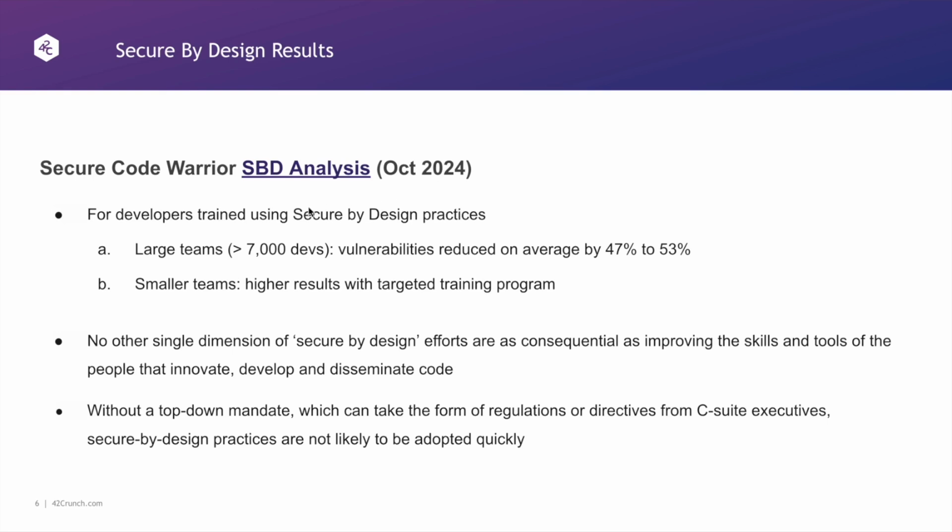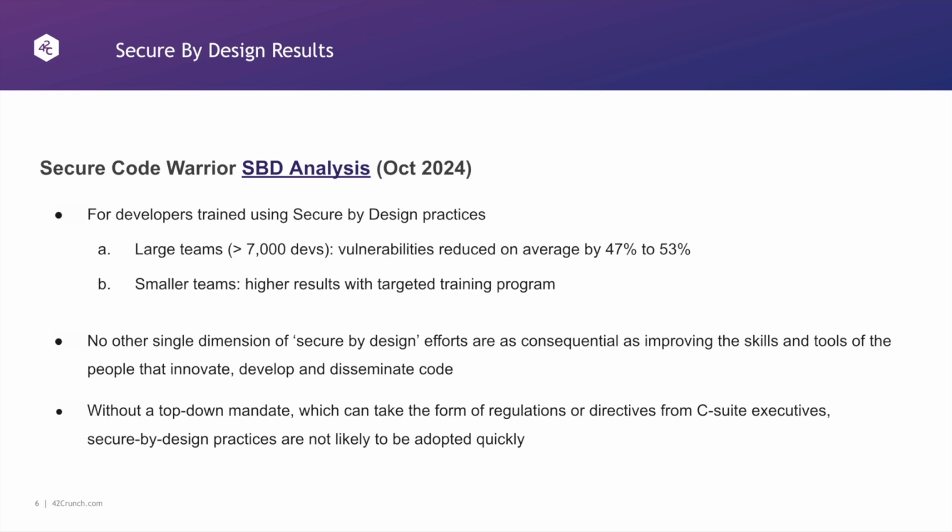So, for example, for large teams with more than 7,000 developers who had been trained in these secure by design practices, the vulnerabilities reduced on average by between 47 and 53%. And then for smaller teams, they saw even higher reduction rates when the training was focused on specific groups of vulnerabilities. So when you had very targeted training. So in general, it seems that this secure by design practice is a good approach for security.